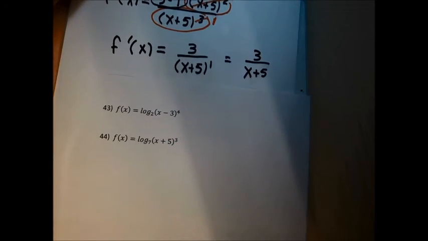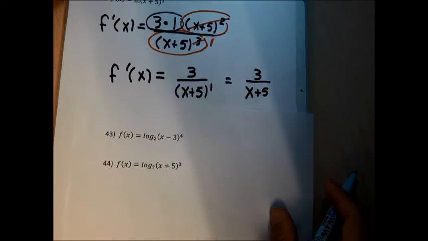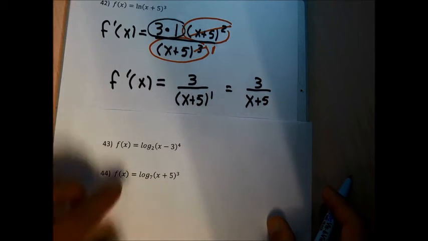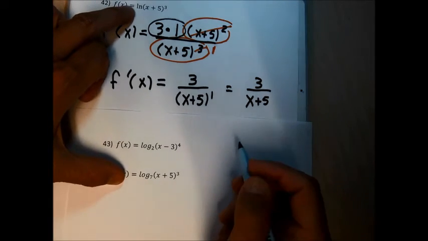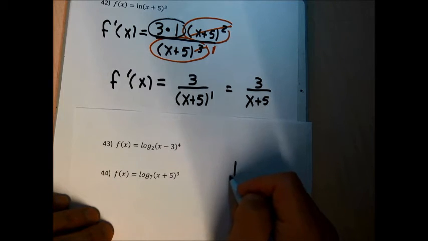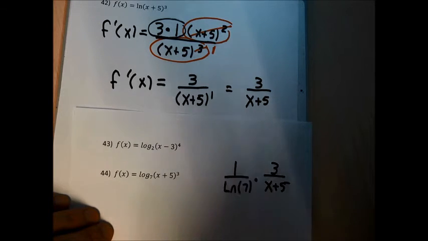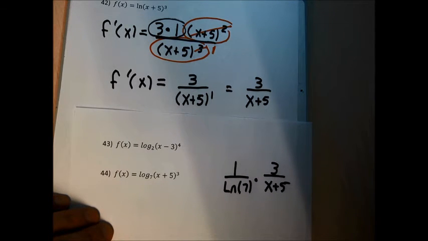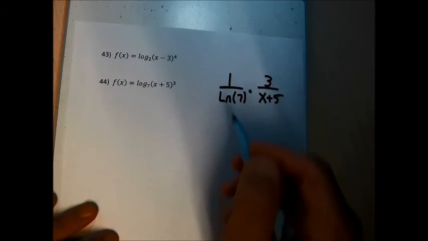44 is the same problem. So if I'm doing 44, the only difference between 42 and 44, they're exactly the same, except you have a log base 7 as opposed to an ln. The only thing that's going to be different, my answer is just going to have 1 over the natural log of 7 times that answer. But I'll do this out. Because they're the same problem, the derivative is going to look the same, other than it's going to have this extra tack on. So let me do it like I didn't know that these were the same problems.